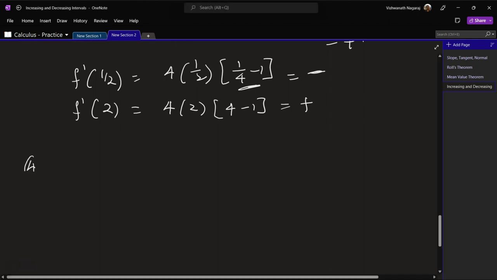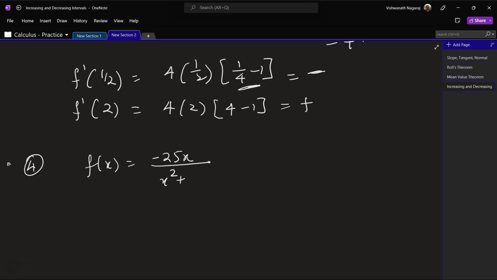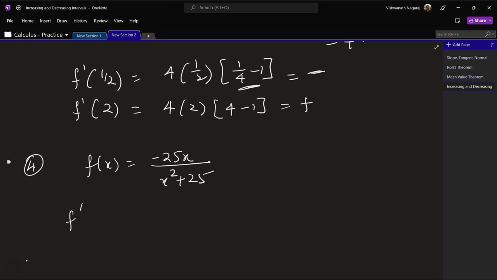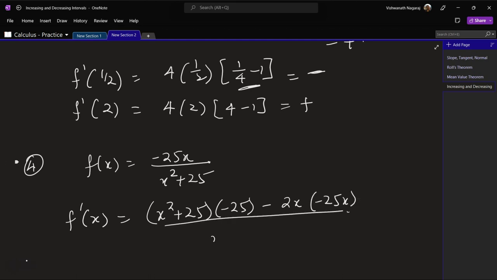Let's look at the fourth one. F of x is equal to minus 25x divided by x square plus 25. The denominator will never be 0, so we don't have to worry. Now let's figure out the derivative. X square plus 25 times minus 25 minus 2x times minus 25, divided by x square plus 25 whole square.